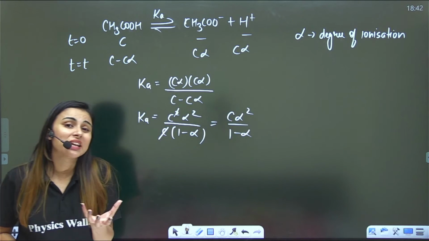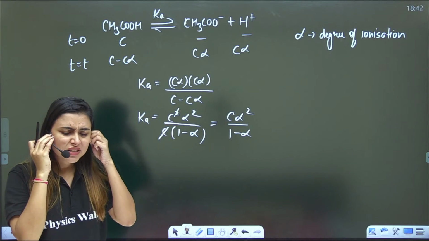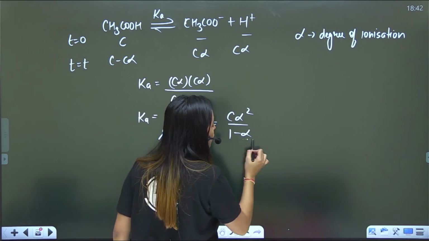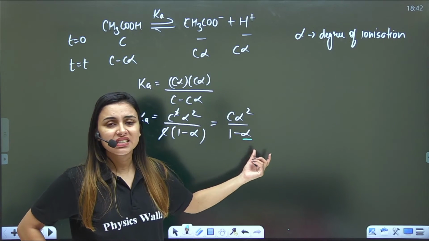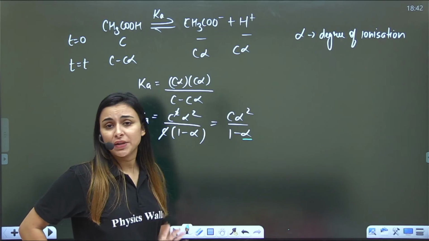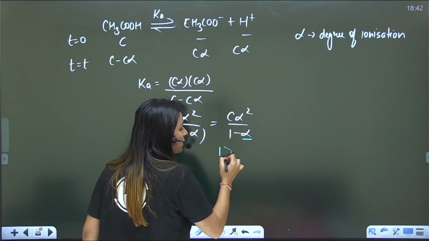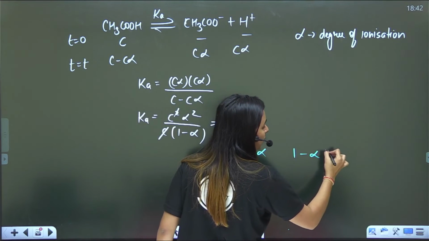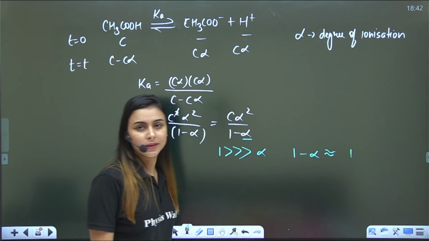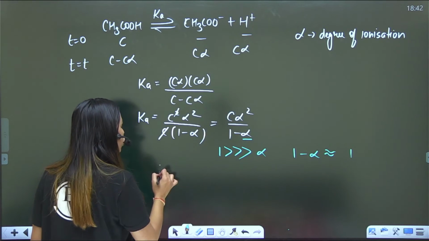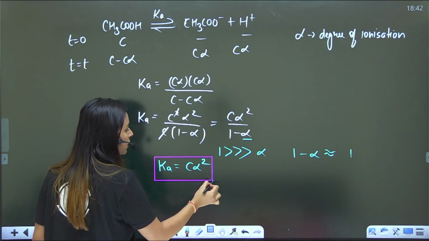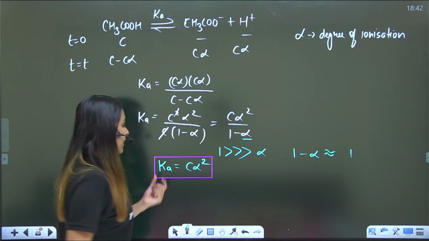Since it is a weak acid, since my dear students CH3COOH is a weak acid, I know that this degree of dissociation or this degree of ionization is very small as compared to 1. So 1 is much larger than alpha. So 1 minus alpha can be considered nearly as 1. So your Ka value comes out to be C alpha square.